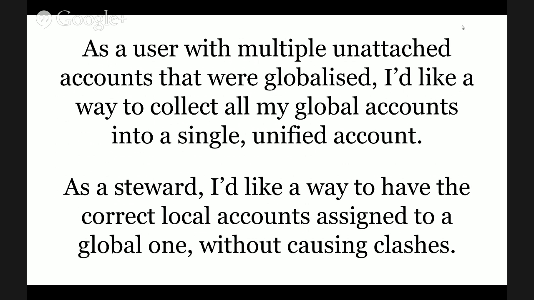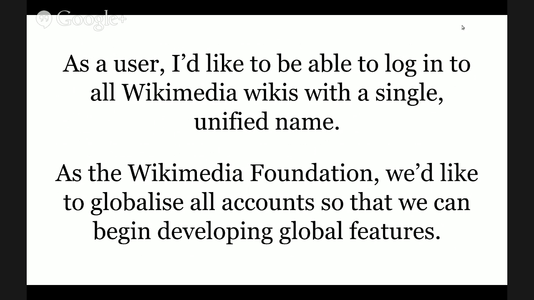So yeah, and we're hoping to get some testing on that soon. Next. So this is the finalization script, the fifth one. So as a user, I'd like to be able to log into all wikis with a single unified name. So we're writing a script that will actually do the finalization, globalize everyone's accounts, and then in theory, once we run it, we'll be done. So that would be nice. We've just begun developing this now.